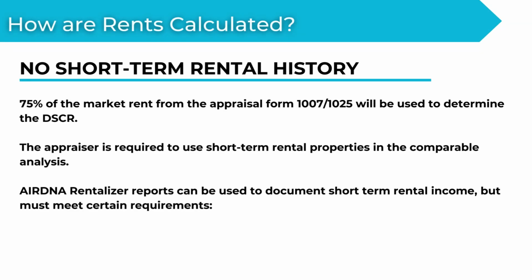Now, if there is no short-term rental history, then most lenders are going to use 75% of the market rent that comes from the appraisal form, the 1007 or 1025, to be able to determine the DSCR. Now, the appraiser is required to use short-term rental properties in the comparable analysis, or we can also have AirDNA Rentalizer reports used to be able to document the short-term potential rental income. However, to be able to use AirDNA, you must meet certain requirements, and only some lenders allow for AirDNA.